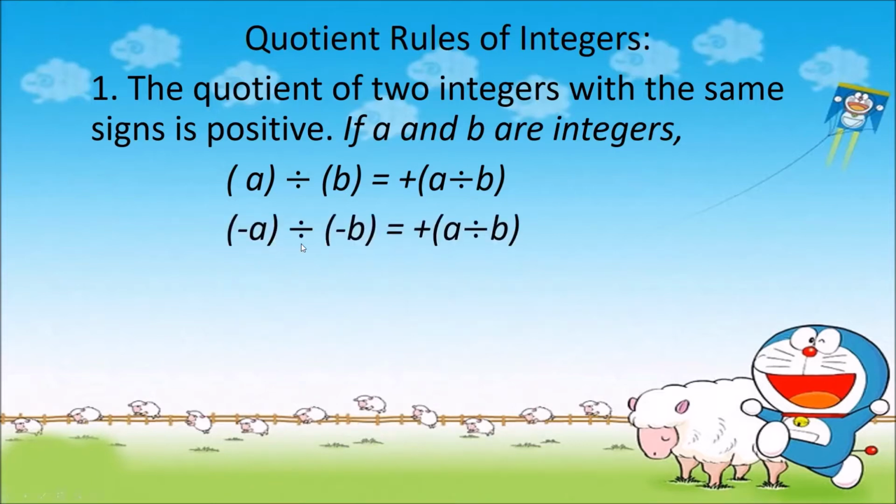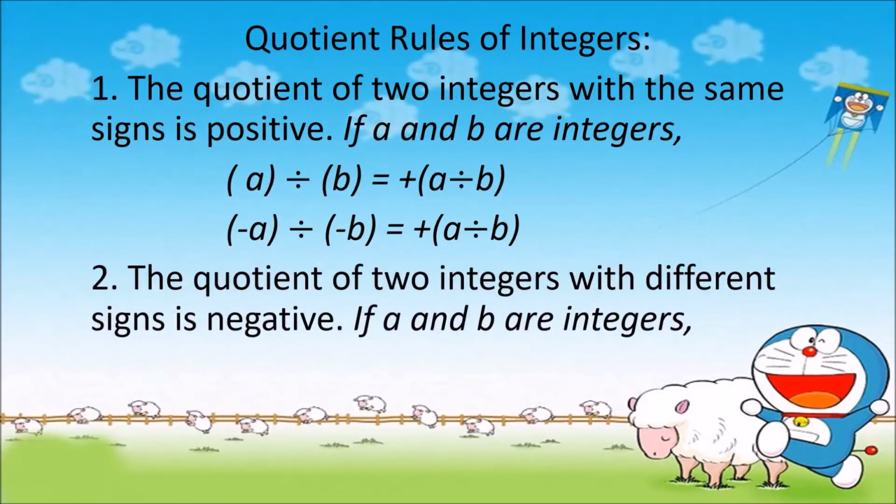Negative A divided by negative B, both numbers being divided are negative, so the quotient is positive A divided by B. Example, negative 10 divided by negative 2. Negative divided by negative is positive and 10 divided by 2 is 5. So, the final quotient is positive 5.